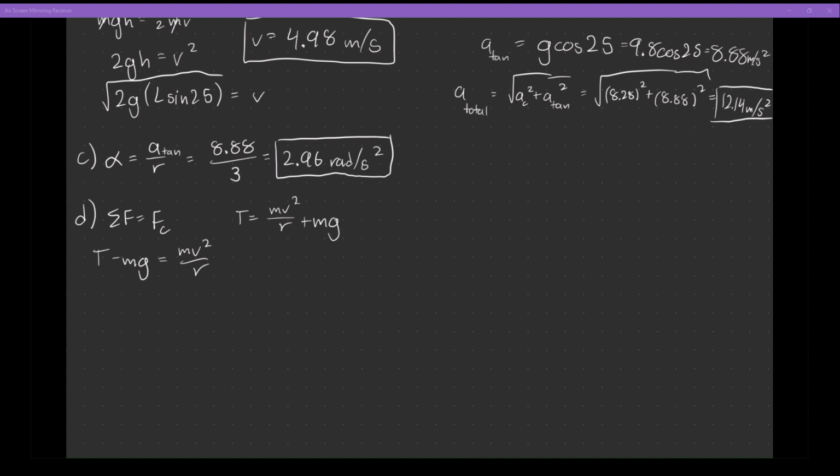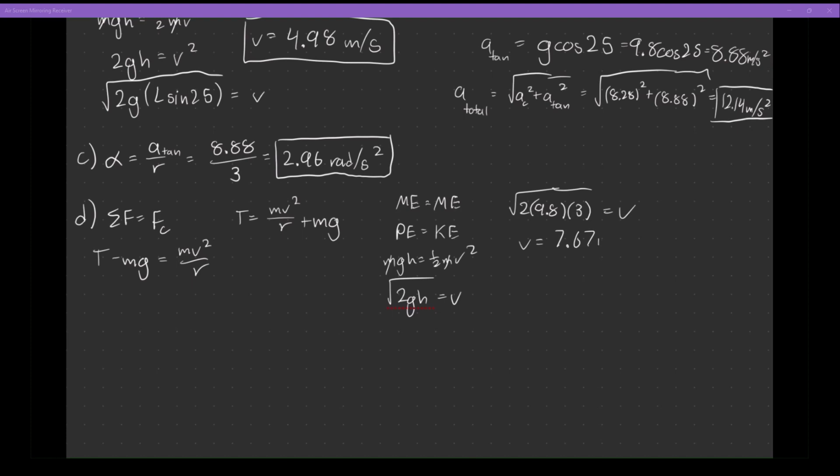Now we see that we're missing a v at the very bottom, so we find that easily by setting up ME equals ME. That's just going to be PE equals KE. The m's cancel again, so it's 2gh that equals v squared. But that's at the very bottom now, so the height is 3 because it's fallen the full way. So the square root of 2 times 9.8 times 3 equals v. Put that in your calculator: v is equal to 7.67 meters per second.